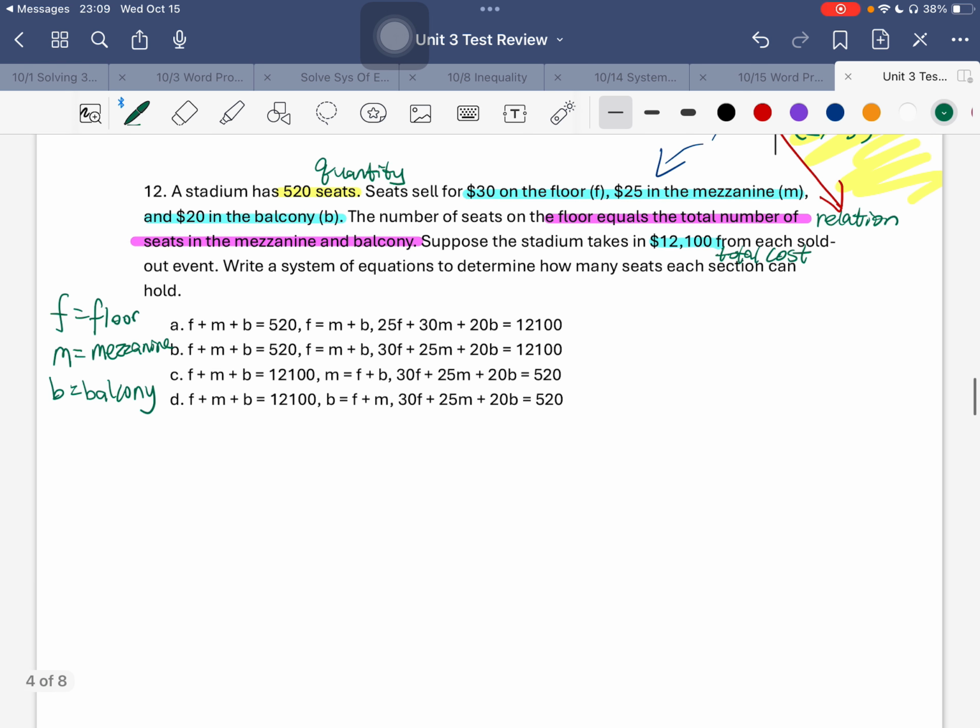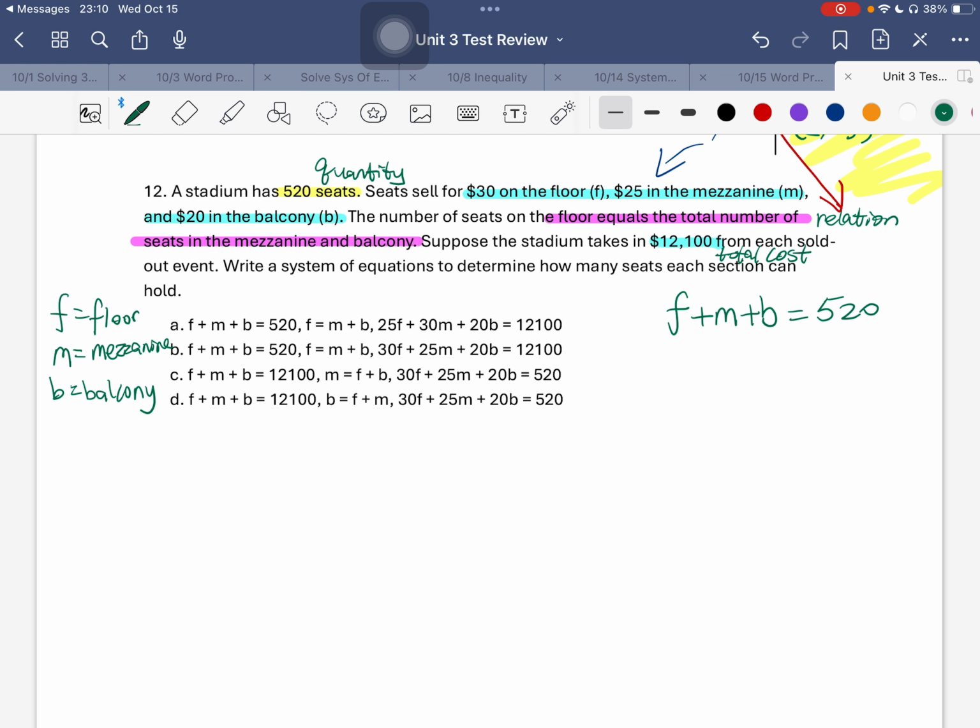Okay, question 12. A stadium has 520 seats. I have 520 seats as the quantity, and I have my variables: F is floor, M is mezzanine, and B is balcony. So quantity equals you add up all the variables. Quantity is always the easiest one. So F plus M plus B equals 520, which is the quantity. That could be your equation 1.